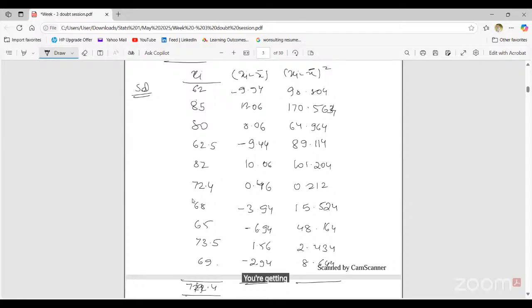You're getting these values of the square? Yes, ma'am.